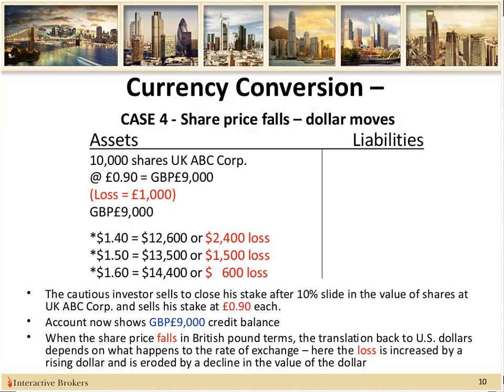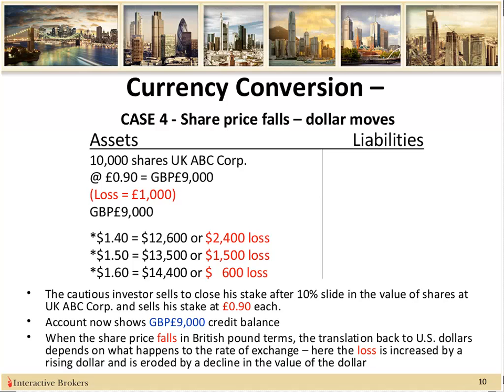But should the dollar strengthen to $1.40, the loss increases to $2,400. But if the dollar weakens during this time to $1.60, the loss is reduced to $600. So when the share price falls in terms of the British pound, the translation back to US dollars depends on what happens to the rate of exchange. Here, the loss is increased by a rising dollar and is eroded by a decline in the value of the dollar. Using the currency conversion method, the investor must understand the implications of both capital and exchange rate movements when investing overseas.